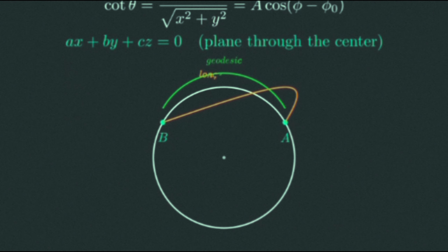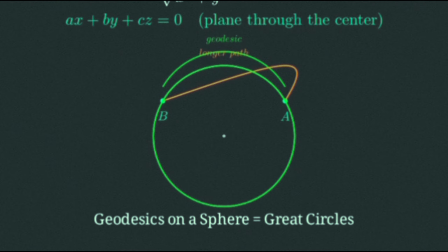So the calculus of variations shows that the shortest path on a sphere is the intersection of the sphere with a plane through its center. That intersection is a great circle, exactly the green arc on our diagram. Final result, the geodesics on a sphere are great circles. We derived the full variational equations, the conserved quantity, and the plane relation that defines the geodesic. This is why airplane routes and the shortest paths on Earth follow great circle arcs.